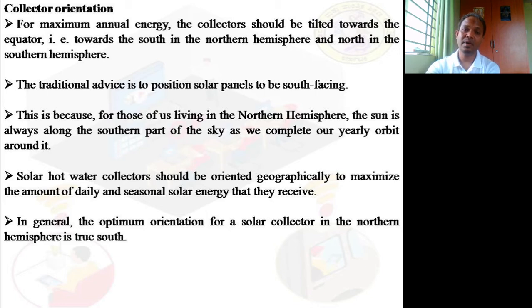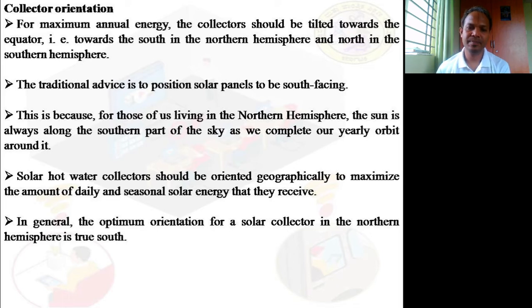For maximum annual energy, the collector should be tilted towards the equator, that is towards the south in the northern hemisphere and towards the north in the southern hemisphere. The traditional advice is to position it south facing, that is what people suggested. Okay, this is because of what we have already discussed. So solar hot water collectors should be oriented geographically to maximize the amount of daily and seasonal solar energy that they receive.